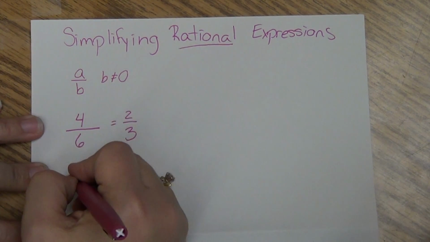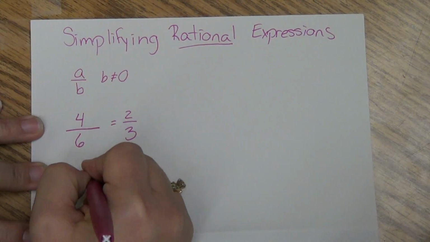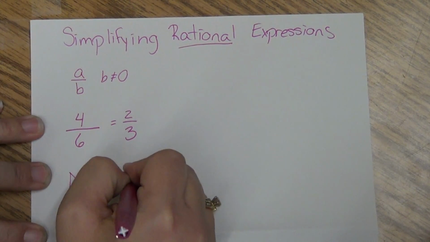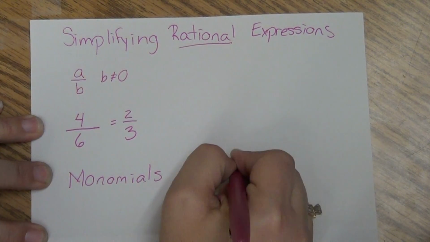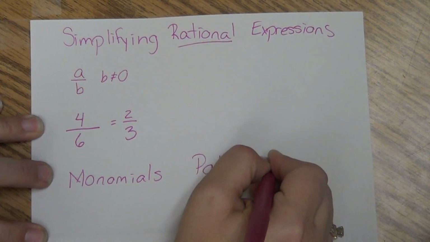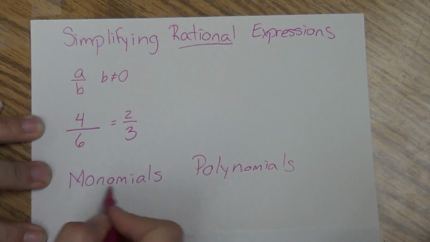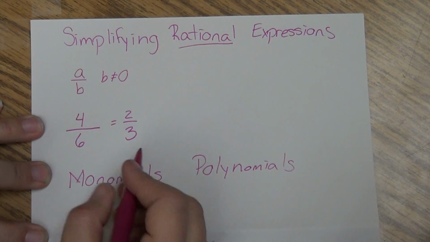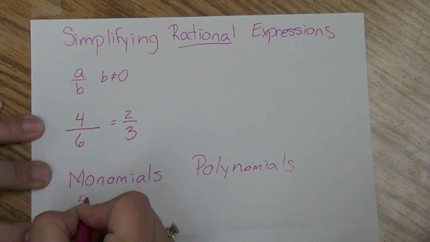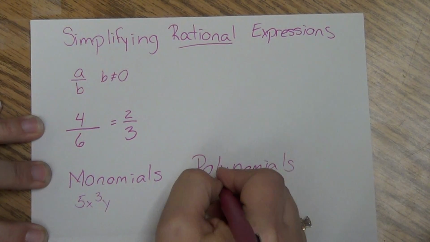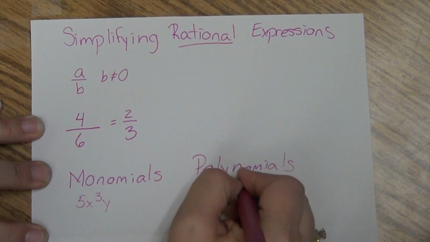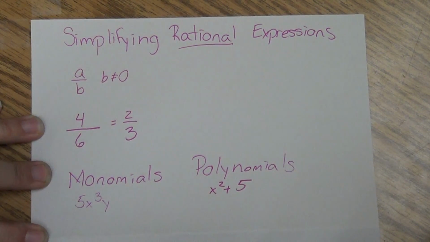The important thing to remember that's going to come into play all throughout this unit is we have monomials and we have polynomials. Remember, monomials do not have addition and subtraction in them. That's just things multiplied together. For example, 5x cubed y. Polynomials have addition and subtraction involved. Example, x squared plus 5.